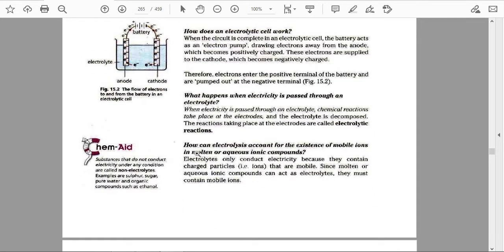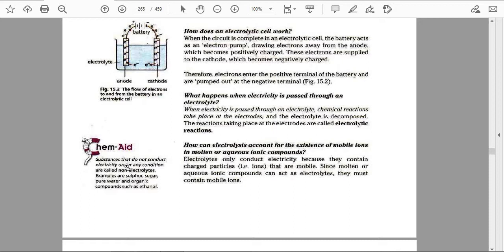The next one: how can electrolysis account for the existence of mobile ions in molten or aqueous ionic compounds? Electrolytes conduct electricity because they contain charged particles, positively and negatively charged, for example ions, that are mobile. Mobile means they can move. So since molten or aqueous ionic compounds can act as electrolytes, they must contain mobile, moving ions.